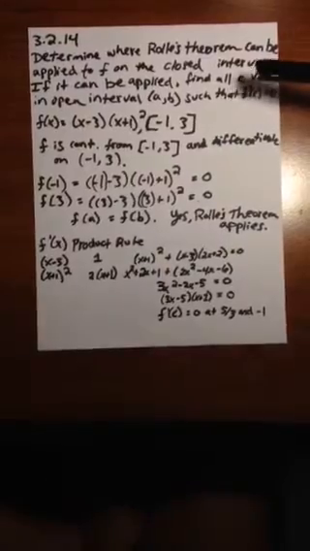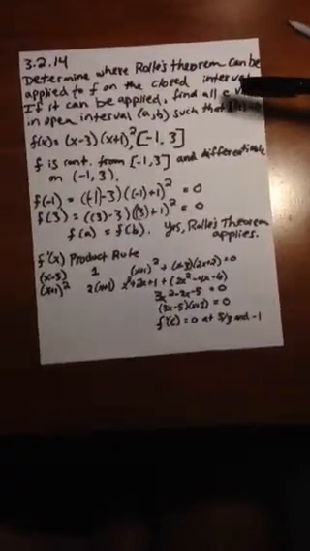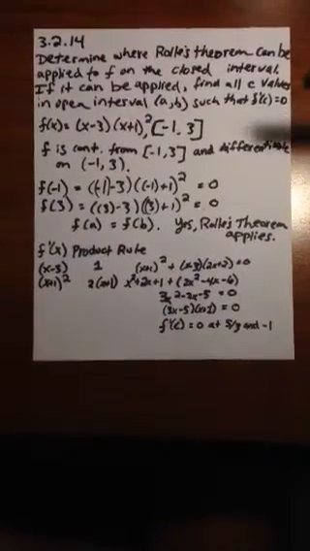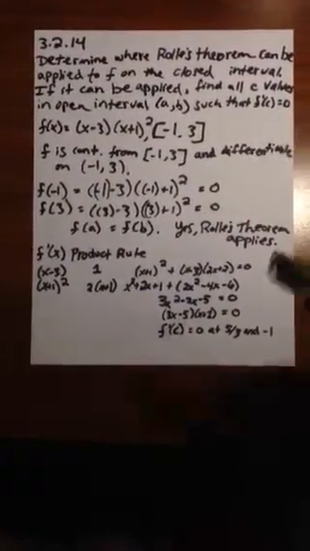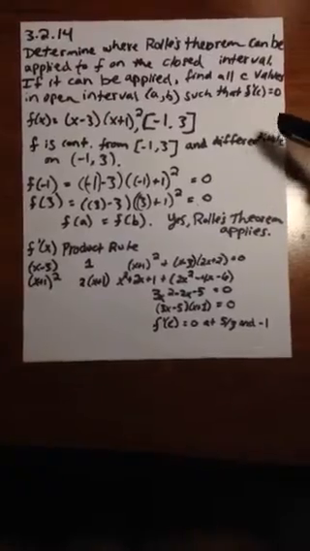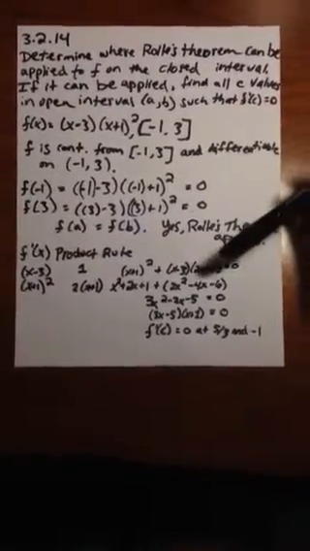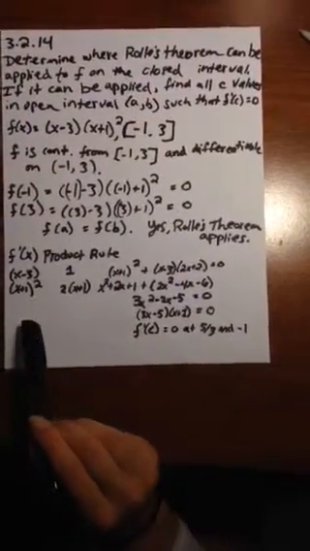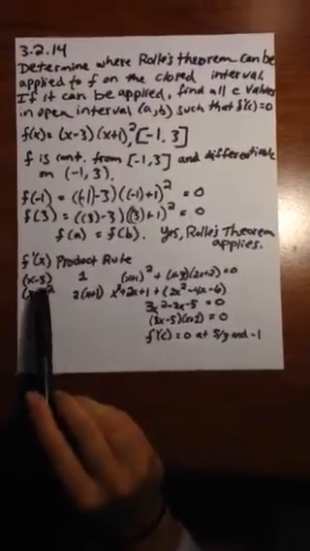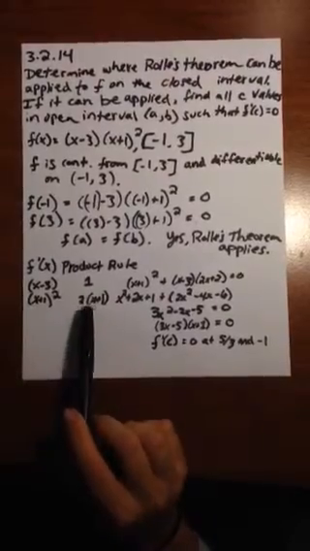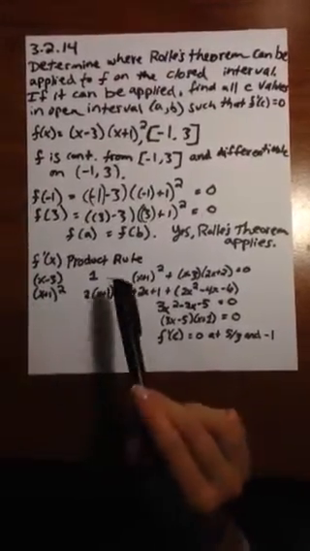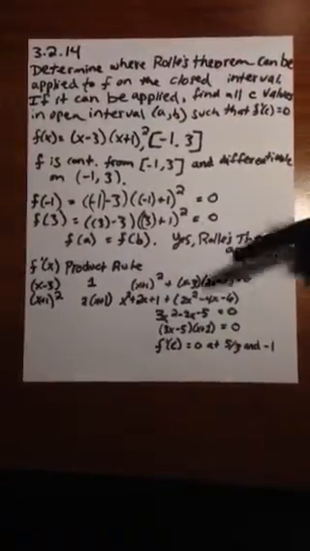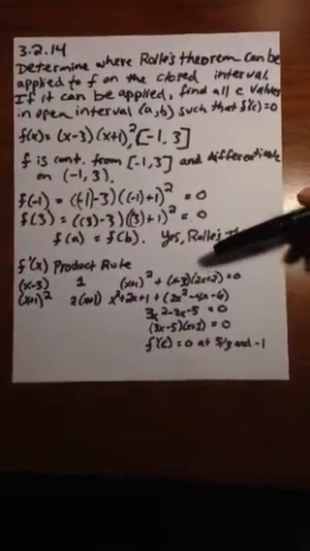And so they asked you, if it does apply, find the c values where f prime of c equals 0, or where there's a relative minimum or maximum. So you have to take the derivative of the original function, and I did that by using the product rule. So x minus 3 times 2 times x plus 1, plus x plus 1 squared times 1, which is just x plus 1 squared.